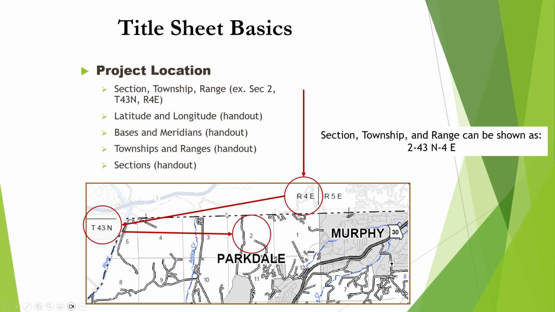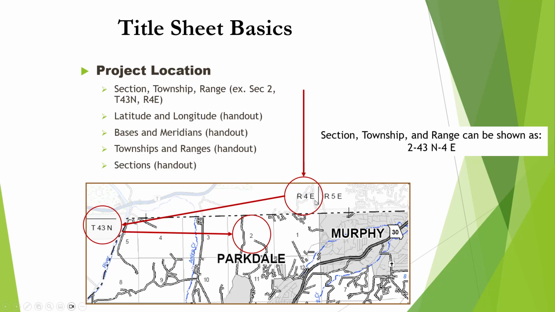Like this section is 2. You see a 1, 2, 3, 4. This is section 2. And then it tells us what the township is over on the left side. You'll see that it's township 43 north. In Missouri, every one of our townships is north. We're going to talk more about this as we get into it a little later. So this one's township 43 north.